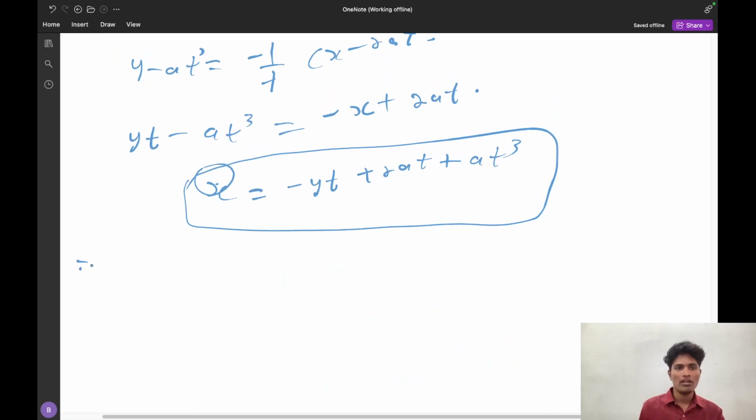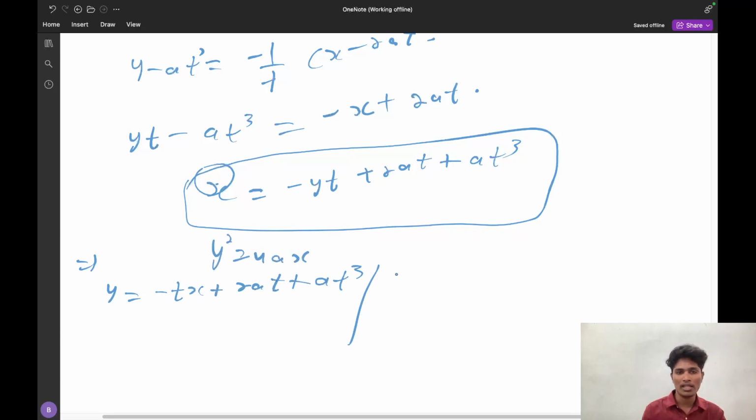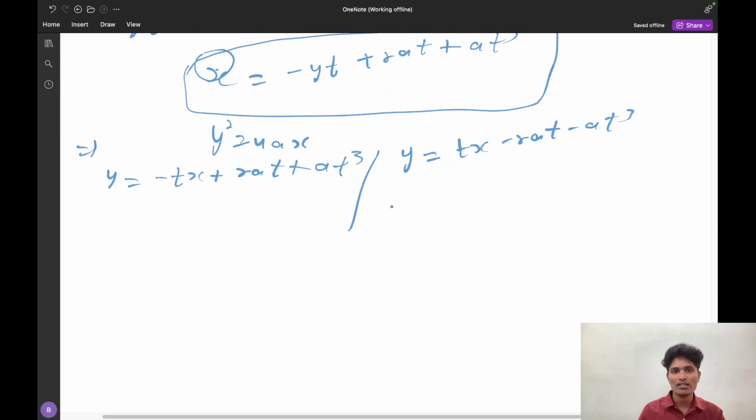So now, if I don't remember the equation, I can directly write: y is equal to minus tx plus 2at plus at cube is the y square equal to 4ax normal equation, and y is equal to tx minus 2at minus at cube. I think it is the correct one only. Let's verify one time: y minus y1 is equal to the slope into x minus x1. I think it is minus t, it will be plus t.